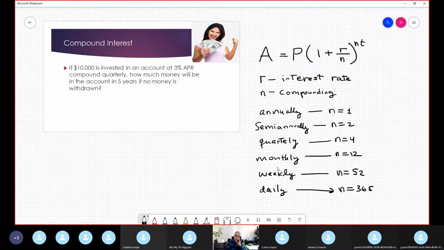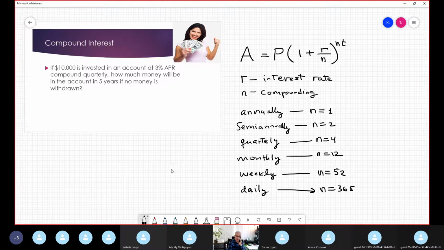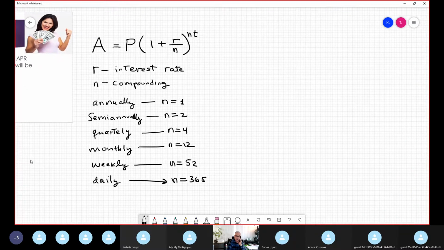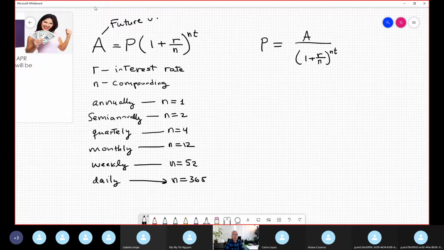Okay, this is the formula. We have different formulas. Look, this is a formula for the future value. We have the same formula, but in the problem where you want to find the present value, present value is equal to future value divided by (1 plus R over N) to the power NT. This is future value. This is present.